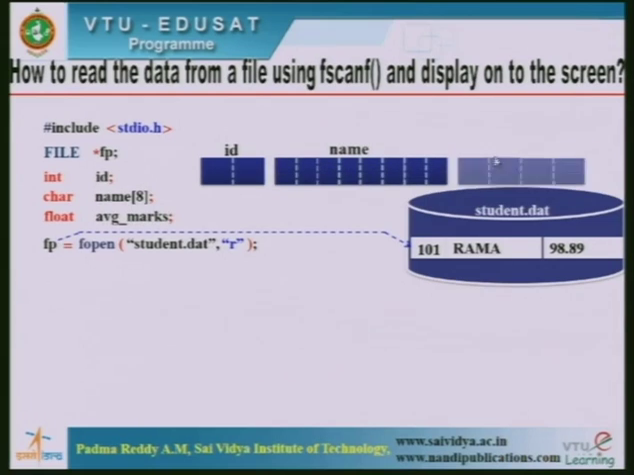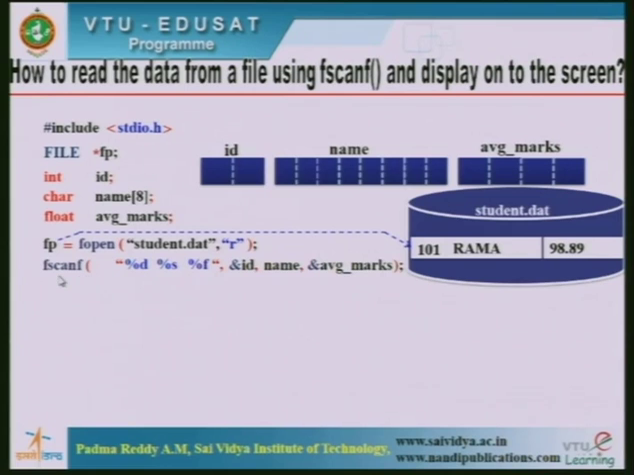Now here if I use scanf, can you tell me what will happen? I am supposed to enter the data from the keyboard, and whatever data I enter, the integer value will be copied here, the name will be copied into the name field, and if I enter 98 point something, that will be copied into average marks. But remember, we are not supposed to read any data from the keyboard, so I am not supposed to use scanf. I am supposed to get the data from the file. So if you want to read the data from the disk, we have to use not scanf, we are supposed to use fscanf. So I will have the prefix f here.